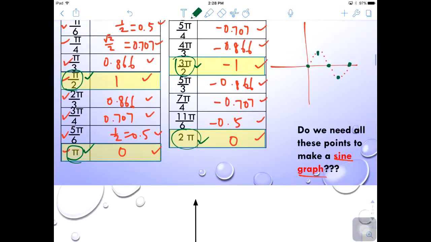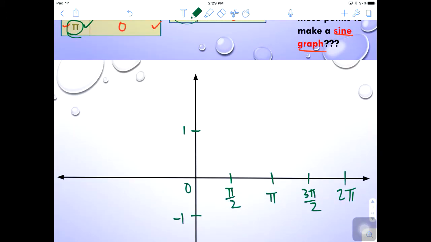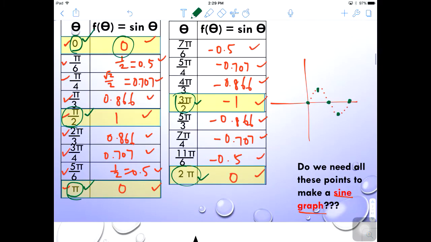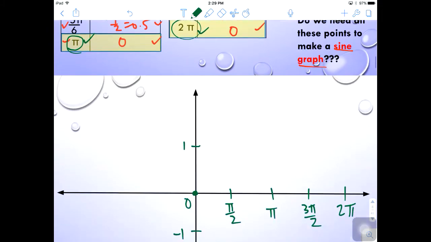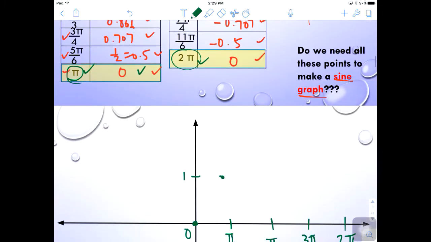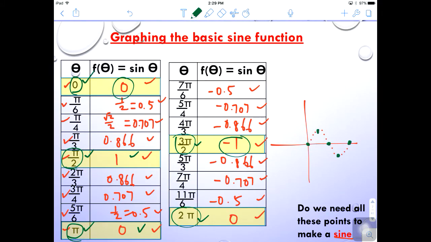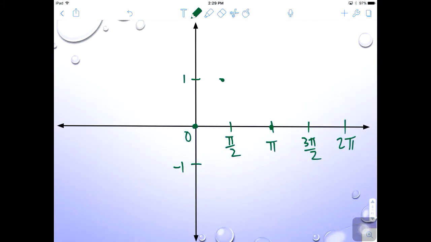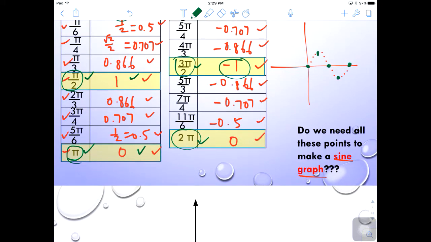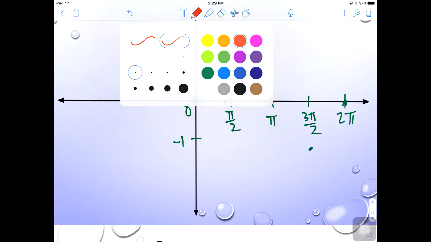If we take the y value and just graph those, at 0, it's going to be 0. So we have a point at 0, 0. And then at pi over 2, it's going to be 1, which is right there. And then at pi, it's going to be 0. And then at 3 pi over 2, it's going to be -1. And then finally, back at 2 pi, it's going to be 0 again. So these are the main points which make up the graph of sine.